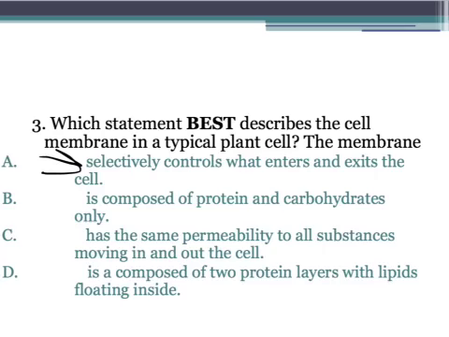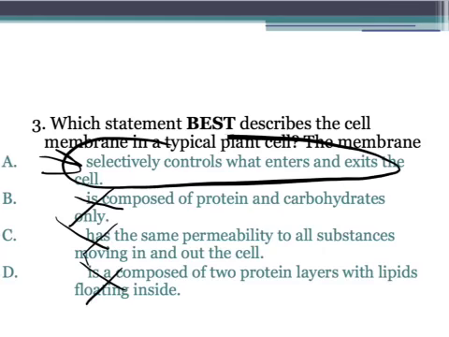It's not composed of only proteins and carbohydrates. It does not have the same permeability, because if it did, everything would be allowed in, or some things would not be allowed in. And what if a plant or a cell needed something that wasn't being allowed in? Then we've got a problem. It's not composed of two protein layers. So the correct answer is A: it selectively controls what enters and exits the cell.